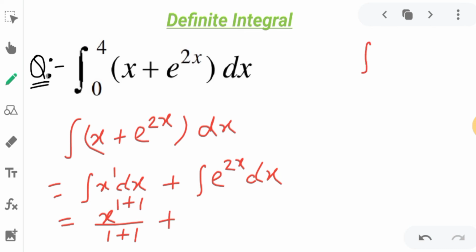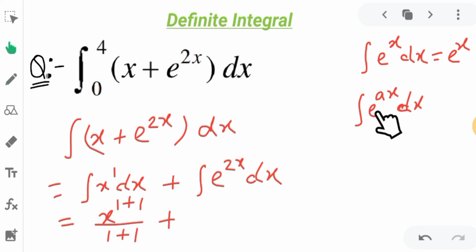So I told you one formula: e to the power x dx integration result is nothing but e to the power x only. If some constant term is multiplied, like e to the power ax, where a is a constant, then the integration result will be e to the power ax, and whatever the constant term is that is multiplied with x, I will divide by that. So e to the power ax divided by a will be our integration result.